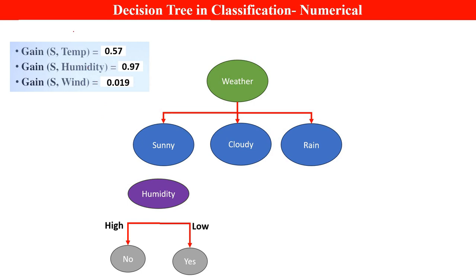So when we consider sunny as a parent node, for temperature, humidity and wind, we have calculated the information gain. Again we have to select the highest information gain. So here humidity is having 0.97. Okay, so we will select the humidity.